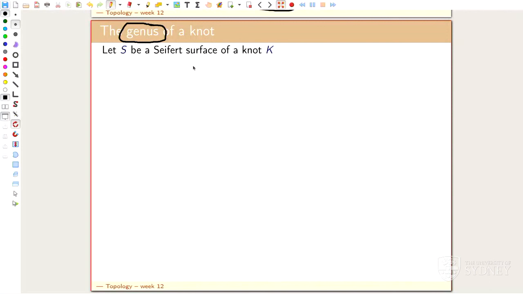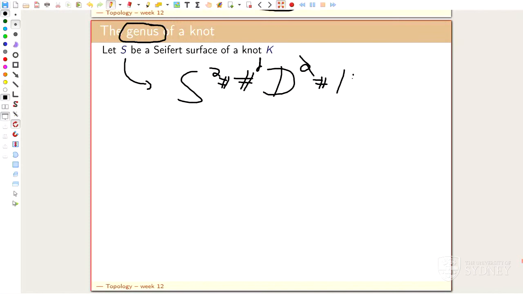So we have now some surface S associated to our knot. Okay, good. So we want to cook up a numerical invariant from S. What do we know about S? Well, S will be something in our standard form. So if you do it in standard form, S will be some number of S2s, some number of D2s, some number of tori, some number of P's. Okay, whatever, something like that.